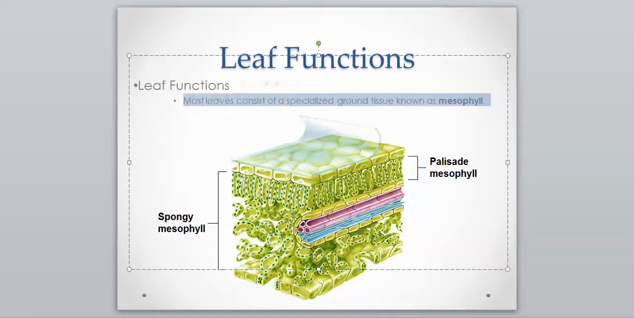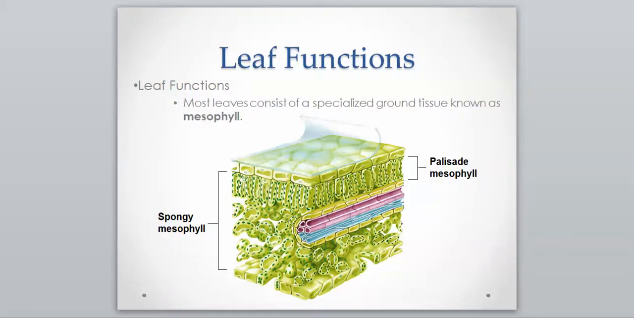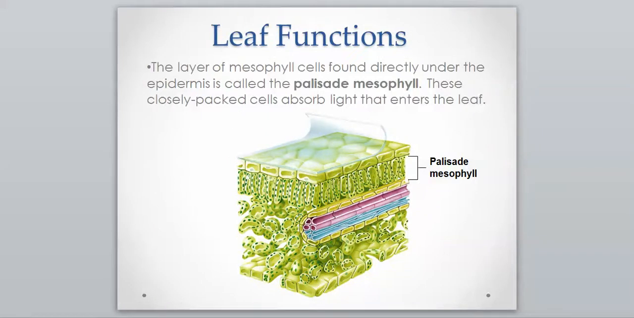So I'm going to make that bigger so you can see it. So mesophyll is how you say that. And we have two types. It's this kind of filler material within here. Remember, that's what we said ground tissue is, but this filler material is actually going to serve a specific function. So our first function is we're going to look at what's called the palisade mesophyll.